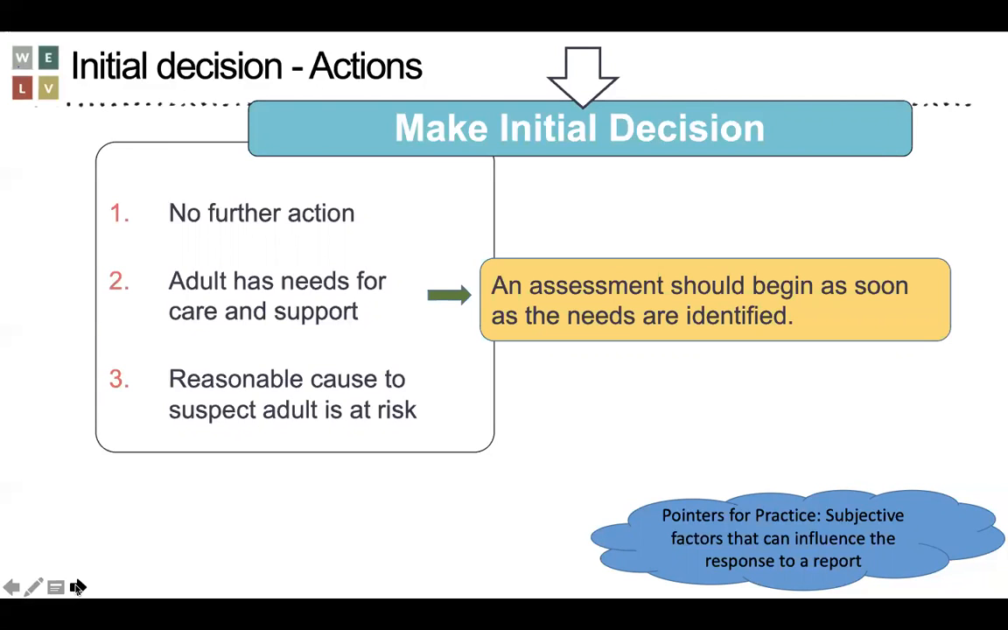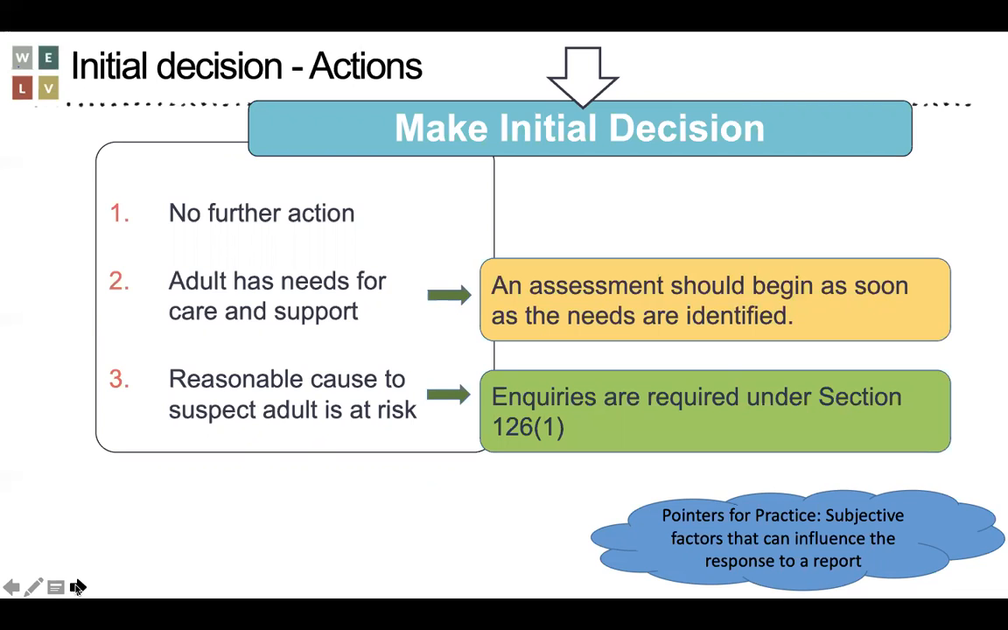If decision 2 is reached, then social services must initiate a care and support assessment for that individual. If there is reasonable cause to suspect that the adult is at risk, then social services are required to initiate inquiries under Section 126 of the Social Services and Wellbeing Act.